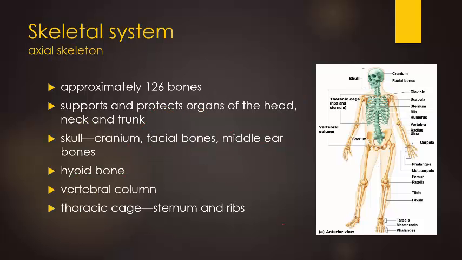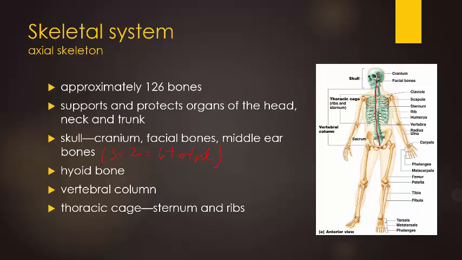When we look at the portion of the skeleton that's called the axial skeleton, that's everything that runs down the central axis of the body, we see 126 of those 206 bones, and it is the portion of the skeleton that supports and protects the organs of the head, neck, and trunk. The skull is composed of all the cranial bones, the facial bones, and then 3 middle ear bones that are found in each ear, so 3 times 2 ears equals a total of 6 middle ear bones.